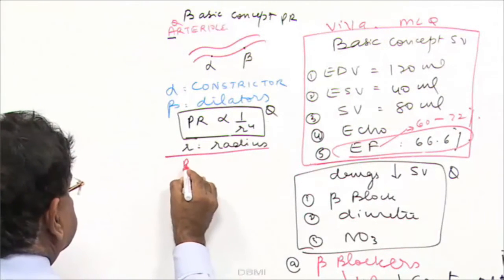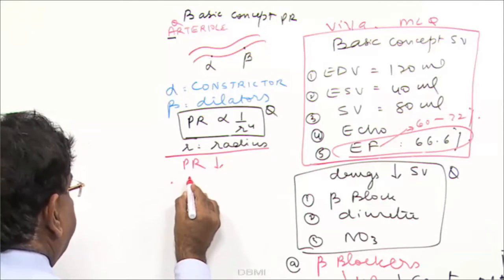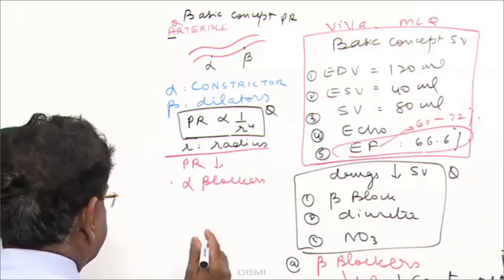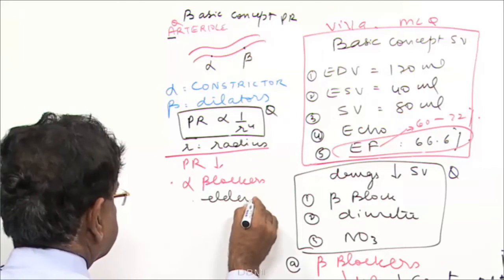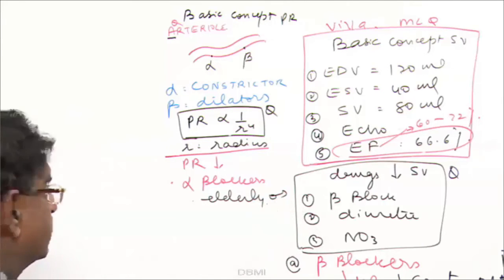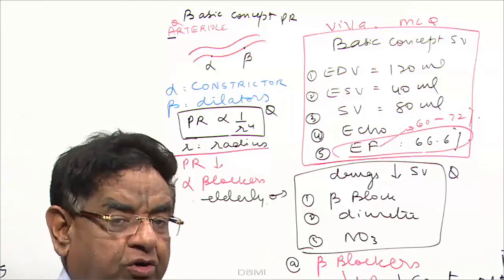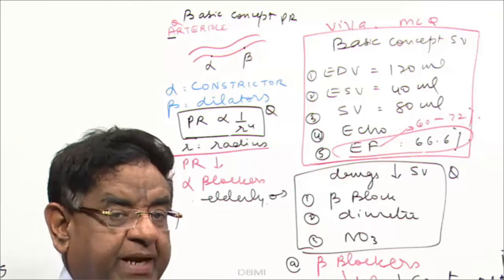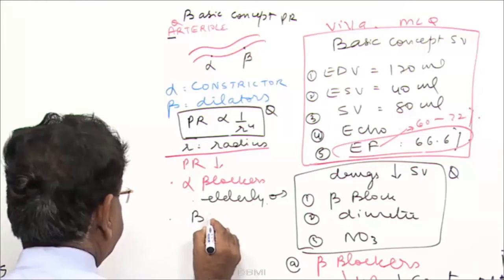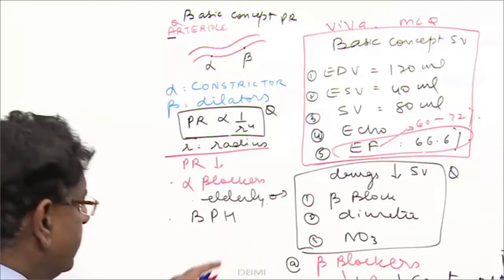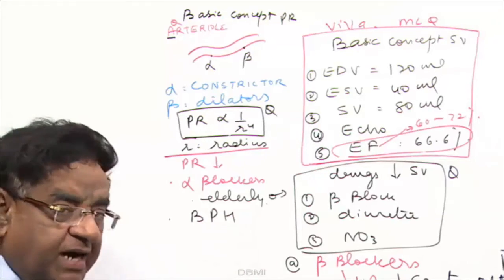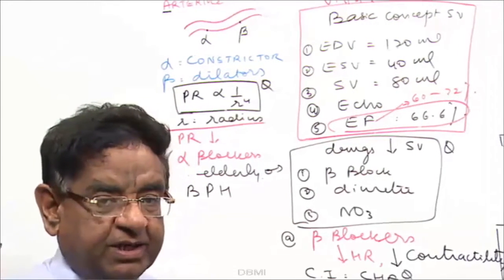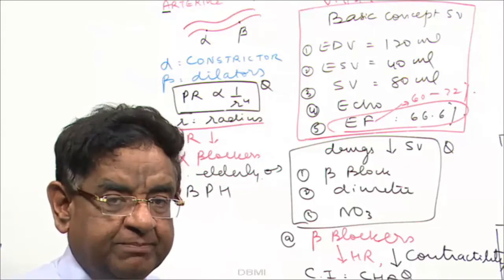Drugs which can reduce peripheral resistance are alpha blockers. They are used in conditions like the elderly person, especially males. Why males? Because an alpha blocker will not only reduce the BP, but it will also increase the urine outflow in patients having benign prostatic hypertrophy. So elderly men, especially having benign prostatic hypertrophy, are ideally suited, because they get two advantages: controlling the blood pressure as well as reducing urine outflow obstruction. The urine flow is better in benign prostatic hypertrophy.